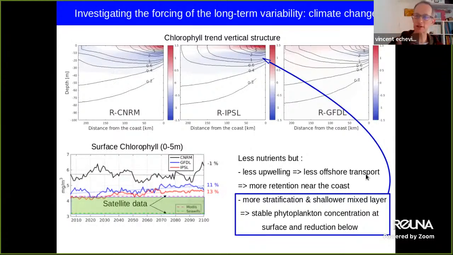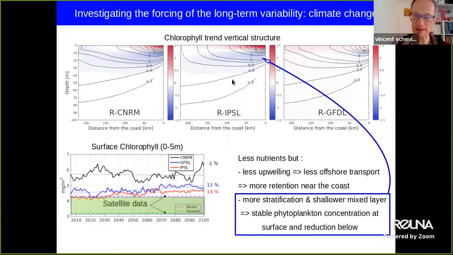And if we look at the vertical structure of what happens, we have another surprise: the trends are really different if you look at the very surface and just below. What is interesting is that it is a common vertical structure for the three models: we have an increase near the surface and a decrease in the subsurface. These are cross-shore sections with the coast here and offshore, 200 kilometers offshore here.